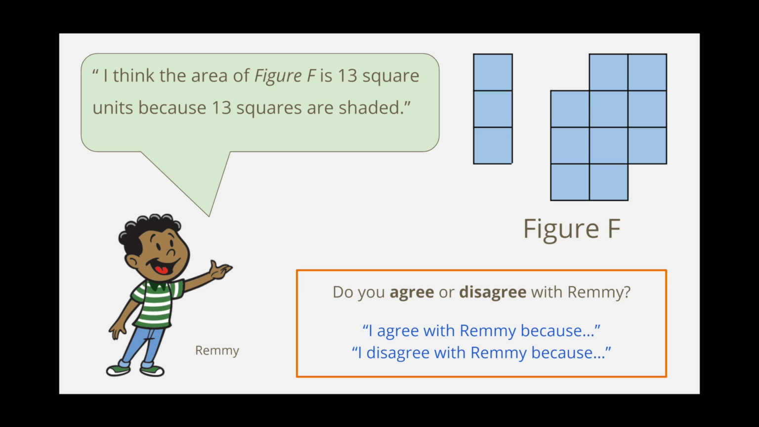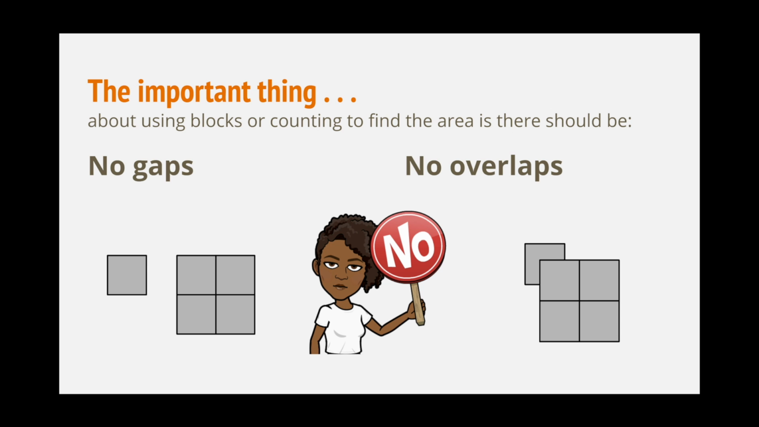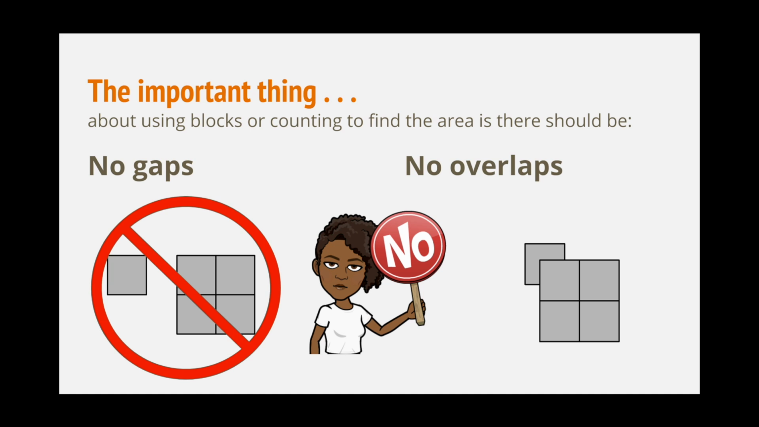So I'm going to tell you what I think. I disagree with Remy because earlier I said that figures could have no gaps. That means there's no spaces. It's not one figure. So the area can't be 13 square units because they're not together. So that's the thing I reminded you of before. So for using blocks or counting to find the area, there can be no gaps and no overlaps. That means there can't be squares on top of other squares.